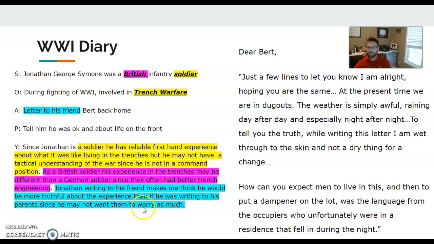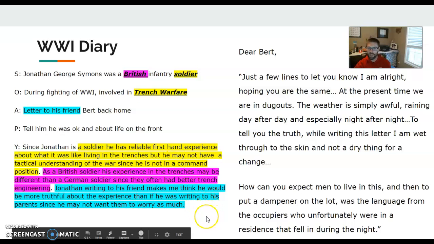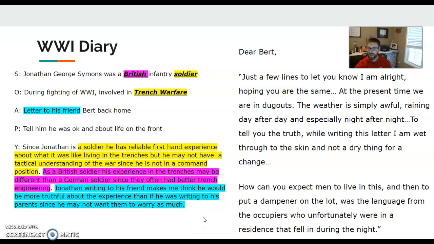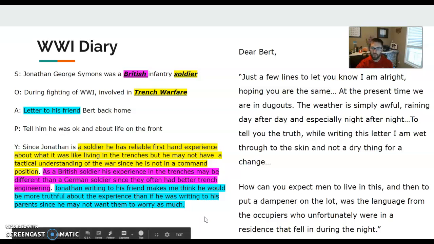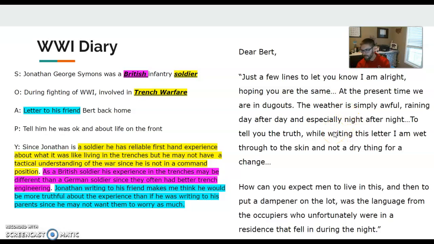What I said is, since Jonathan is a soldier, he has reliable first-hand experience about what it was like living in the trenches. But he may not have a tactical understanding of the war since he's not in a command position. That's going to affect the content. As I'm looking at this, I'm not going to see information about why we are here or how this is important to us winning the war. What I am going to see is what it was like living in the trenches. Here we see the weather is awful. It's raining, wet through to the skin, and you can see he's kind of down: how can you expect men to live like this? Again, really good experience for what it's like as a soldier, not so much how this affects the whole overall war.